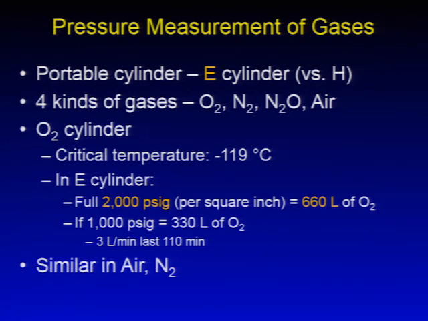Anyway, in the E cylinder, if it's full, we have 2,000 pounds per square inch gauge pressure, which contains 660 liters of oxygen. So if the pressure indicates 1,000 psig, it means that you have 330 liters of oxygen inside the tank. If you run 3 liters per minute of oxygen with the 1,000 psig, it can last 110 minutes. It is similar in air and also nitrogen.